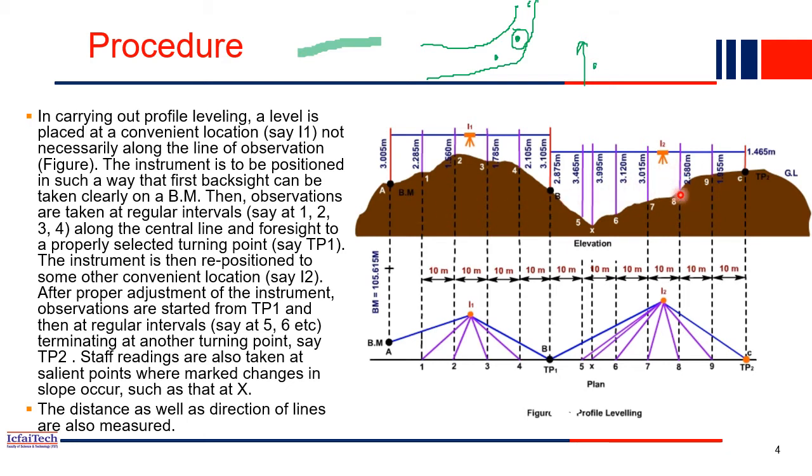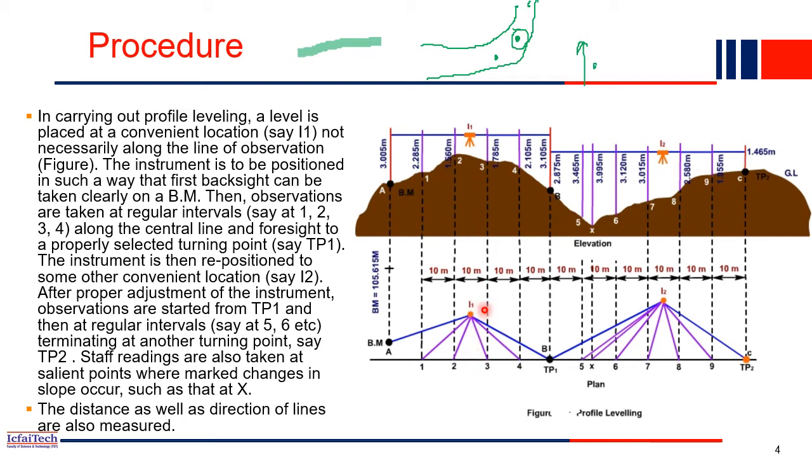Horizontal distance we also measure, every 10 or 15 meter interval, one peg we are keeping, and we are finding out the profile. So this is the actual plan view. If you see every 10 meter distance, L1 means we keep the instrument here, right? This L1 may not be in the same line, is it not? L1 may not be in the adjoining line of A to C. You can keep it a little off to the side also.